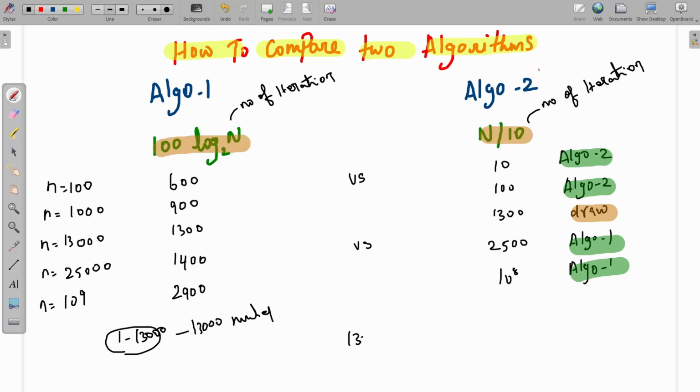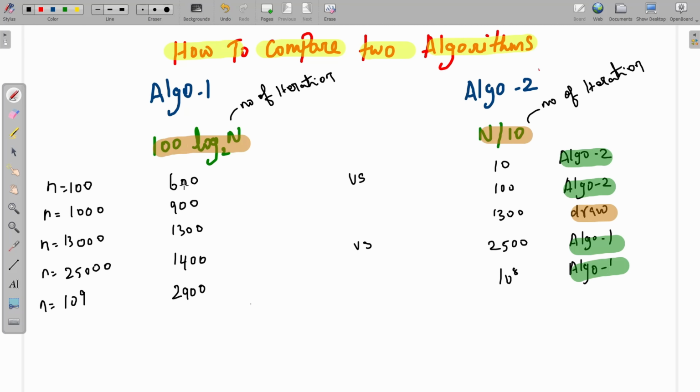But from 13,001 up to 10 power 9, there is a lot of numbers. So our algorithm should always work for the worst case of our given input. If your input is less than 13,000, that is fine, algorithm 2 is the winner. But do you really want your algorithm to work only for smaller inputs? Not really, right? Then how do you choose? Your algorithm should always work for larger inputs, so we always consider the worst case of the given inputs. If this is the worst case of input, then algorithm 1 will be the winner, so I always choose algorithm 1 as my winner.